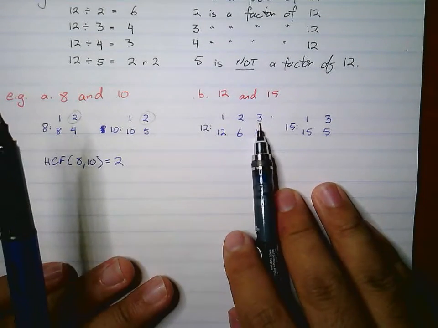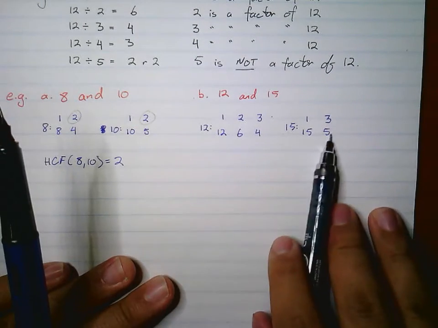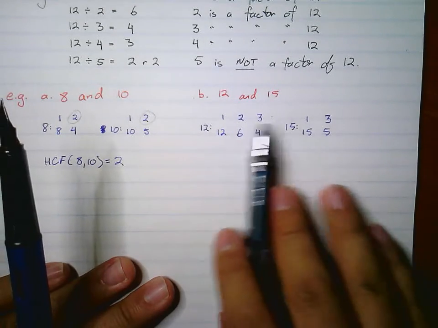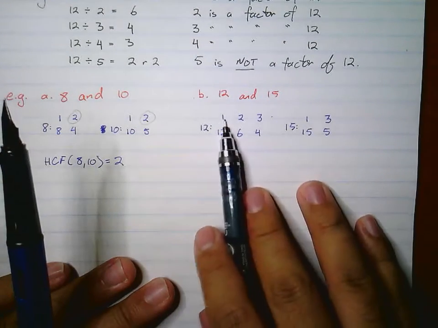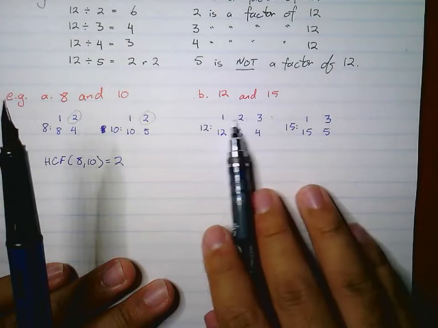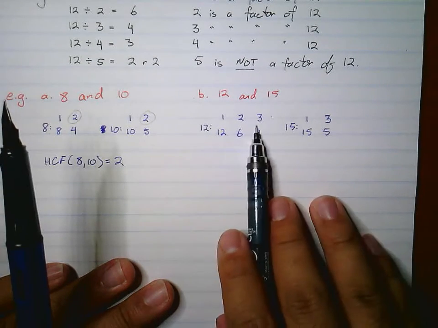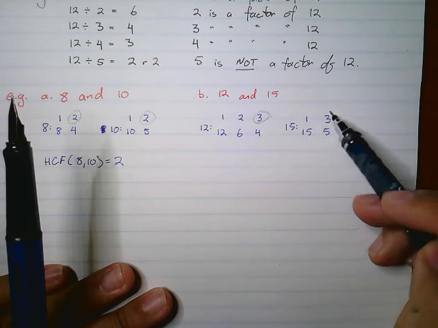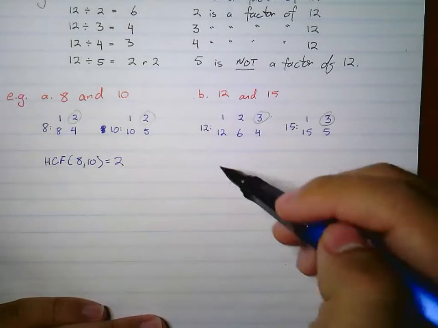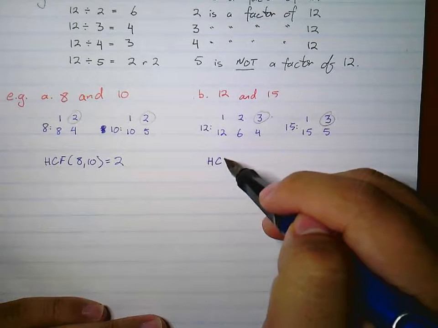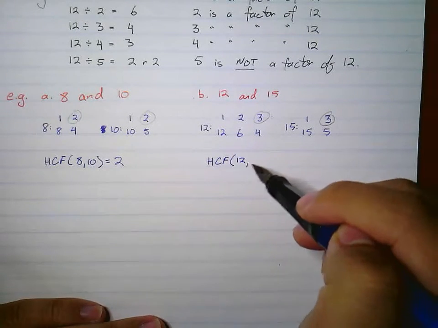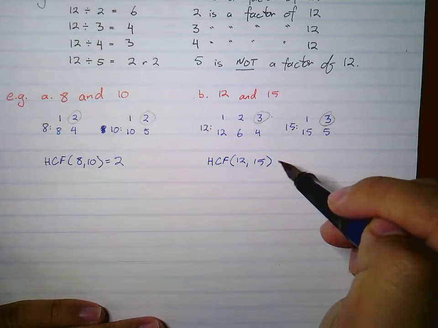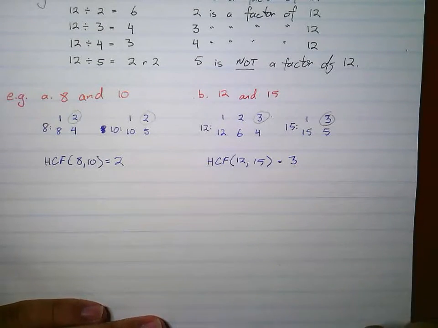Okay. So now, which is the highest common factor in both lists? Well, 1 is common, but we have a higher one, which is 3. And there are no other higher factors. So 3 is our highest common factor. So we write HCF between 12 and 15 is 3.